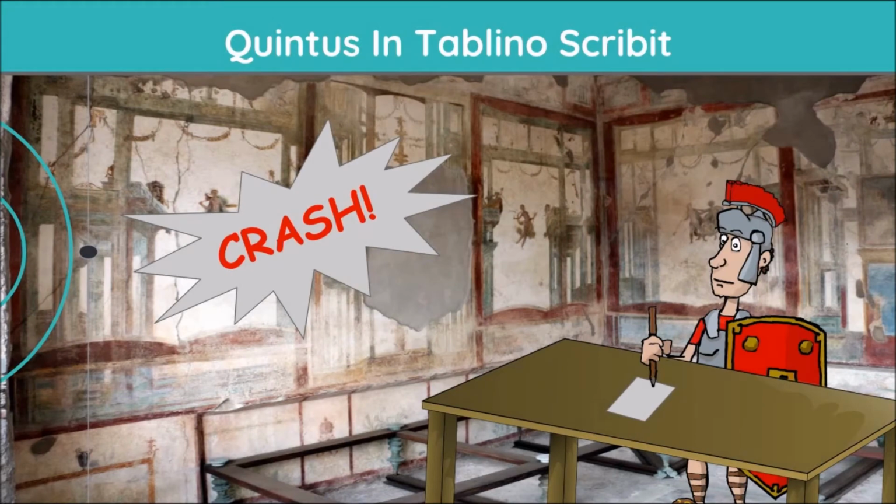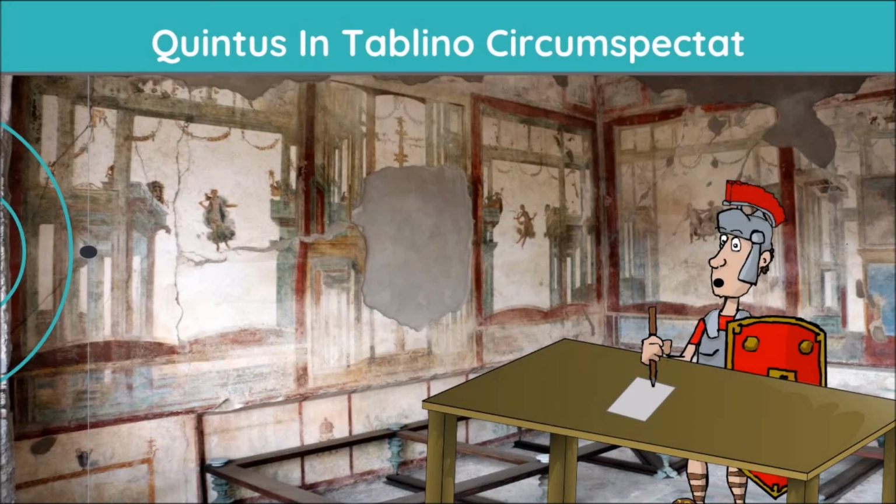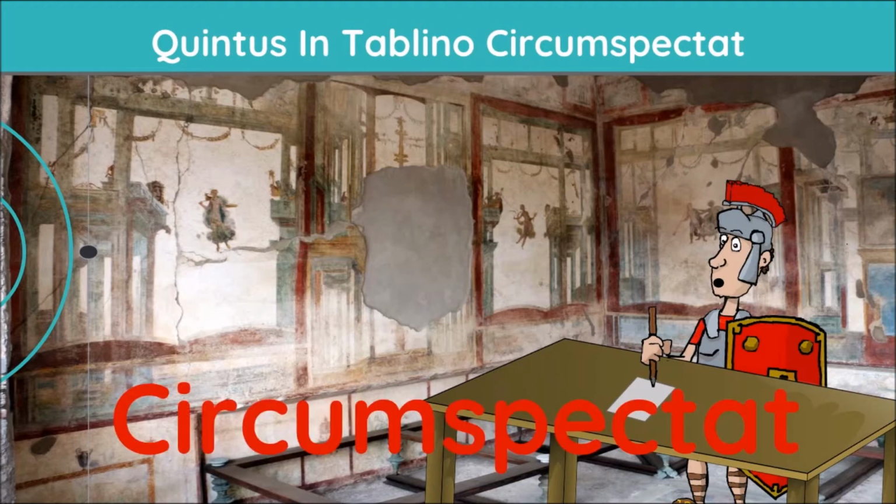Quintus in Tablino scribit. Of course, this is something that Quintus would do every day, because this is where he works. As you can see, there's also a large crash, and Quintus is probably wondering what that is. Now the verb here is scribit, which means write. Quintus in Tablino circumspectat. Quintus looks quite shocked right now, and he's looking around, trying to figure out what caused the large noise. Thus, circumspectat means look around.